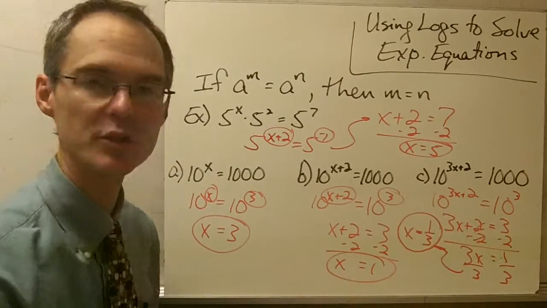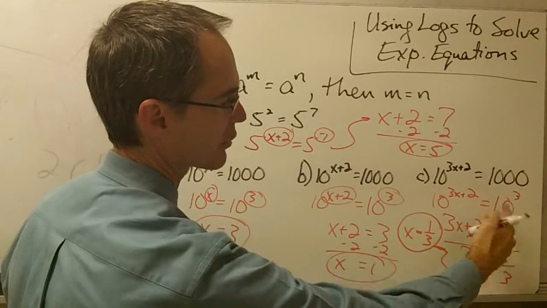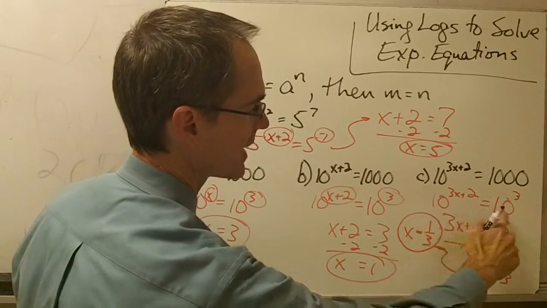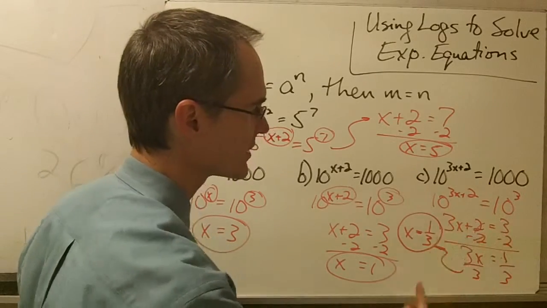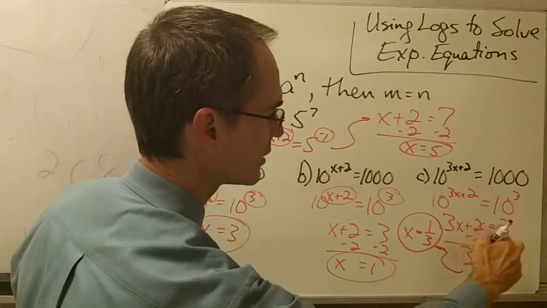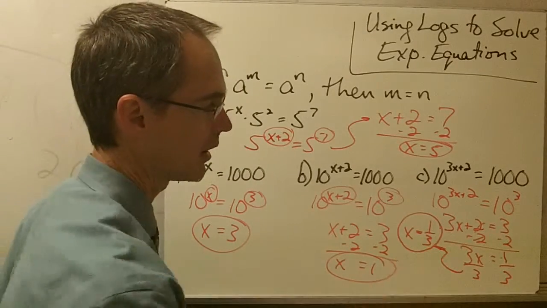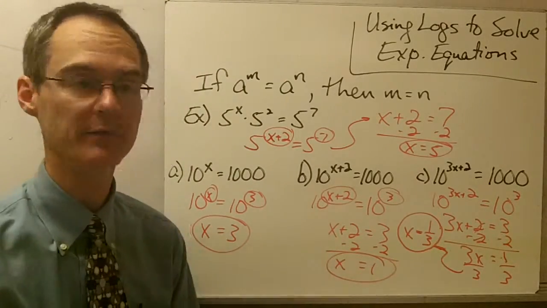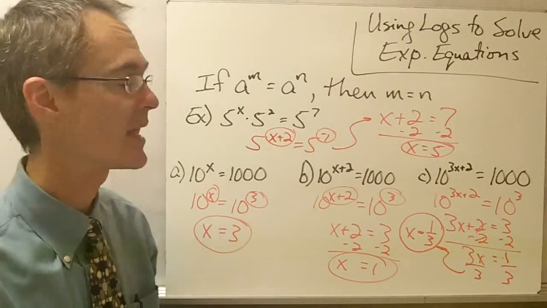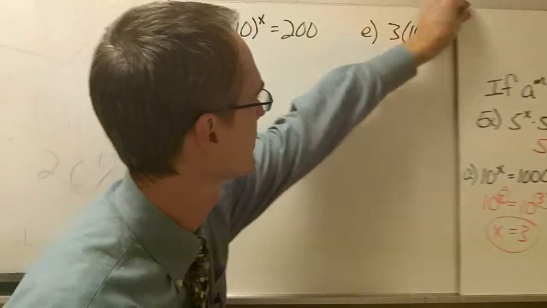Once again, I'm essentially doing the same thing. I'm expressing this as a power of 10. Now I have both sides of my equation are 10 raised to some power. I can set the powers equal to each other, and then I just solve it using my other algebraic tools that I have. So now let's try a couple more examples like these.